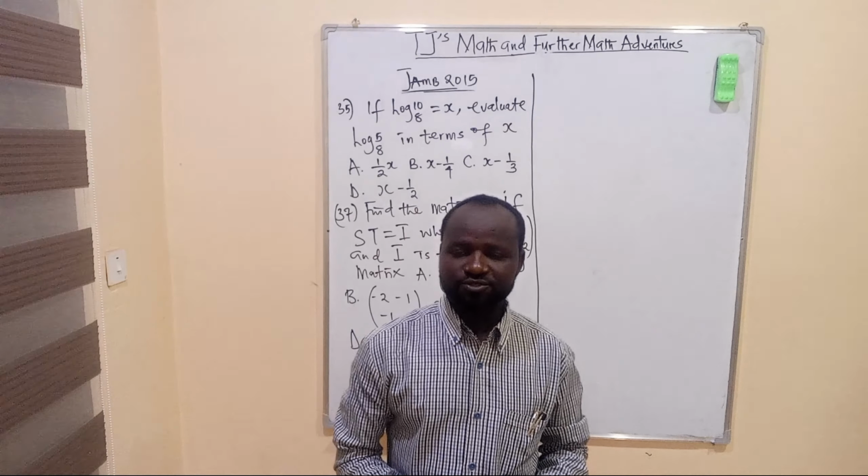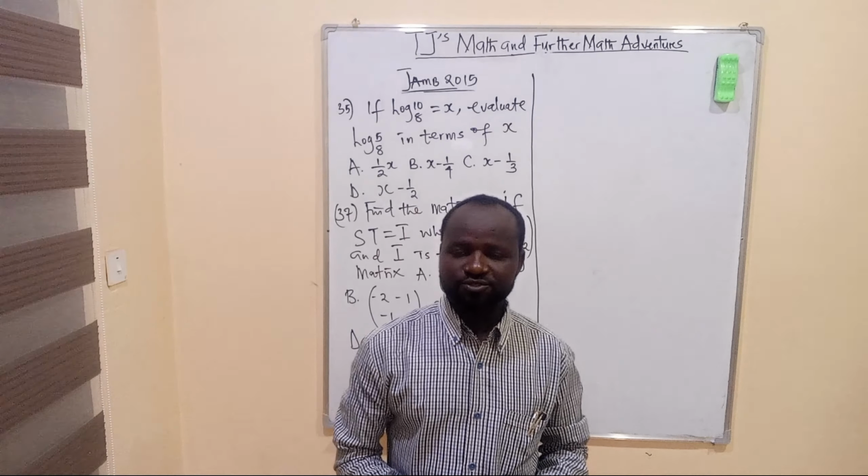In the first question, that's the solution to 35 now, log 10 to base 8 is equal to x. We are asked to evaluate log 5 to base 8. How can we change this log 10 to base 8 to look like log 5 to base 8? This is the same thing as log 10 divided by 2 to base 8, which is equal to x. Or we can represent it as log 10 to base 8 minus log 2 to base 8.